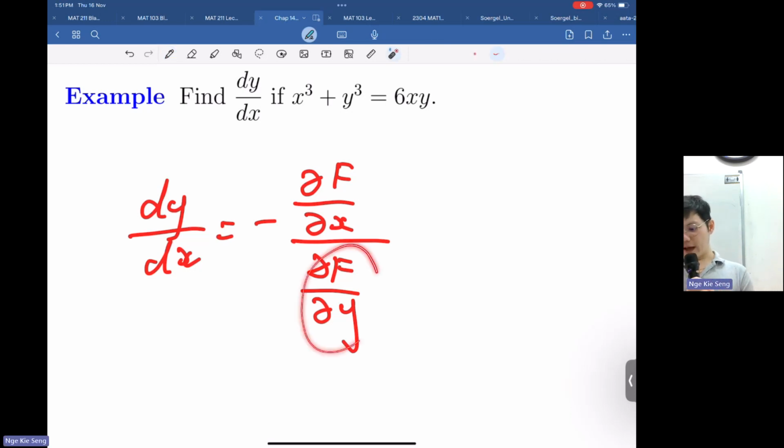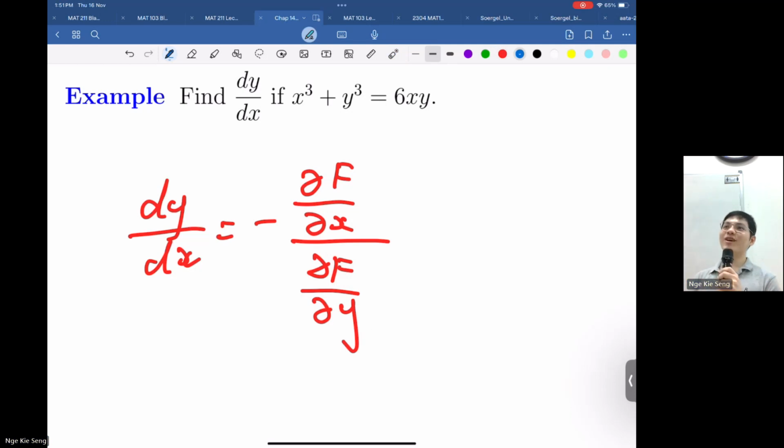Do you know how to remember whether x is at the top or y is at the bottom? Do you know how to remember? How? Roland, how? Huh? So how to not memorize by heart? Okay, you don't need to memorize by heart.